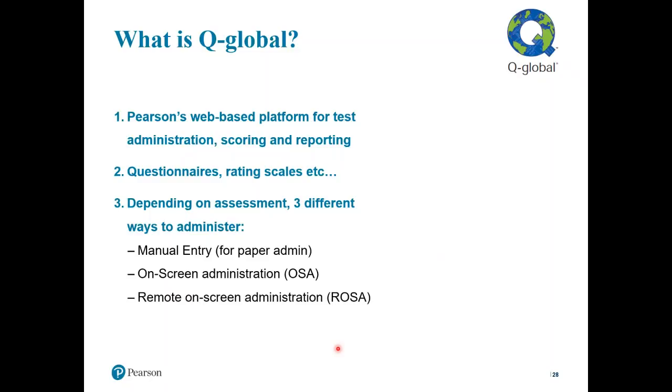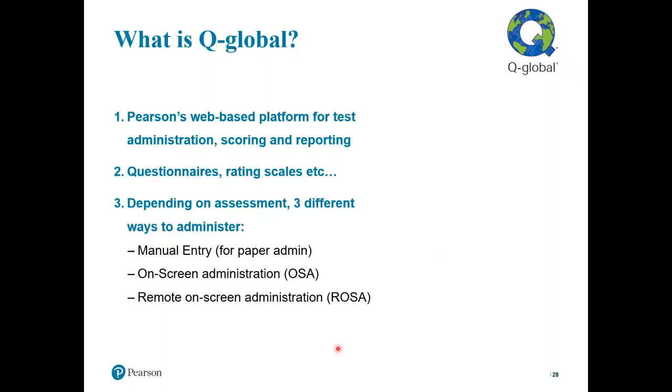We have manual entry. Manual entry is where you maybe have done an assessment, so you could do something like the Bruininks or the BOT, and you can take the scores on that assessment and enter them into QGlobal from a paper form and generate a report. That's one way of using QGlobal.